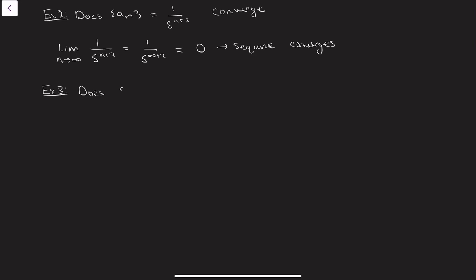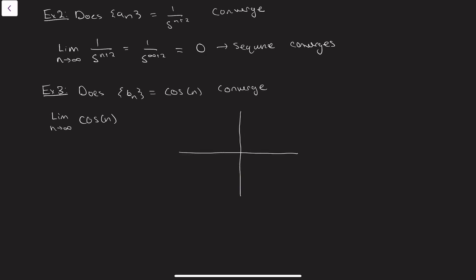Does b of n equals cos of n converge? Great, so we'll write it in limit notation as well. Limit as n approaches infinity of our sequence value, cos of n. So does it converge? How would we approach this? Well, we also need to understand the properties of our sequence when we're evaluating these limits. If you look at the graph of cos of n, you know that it's an oscillatory function.